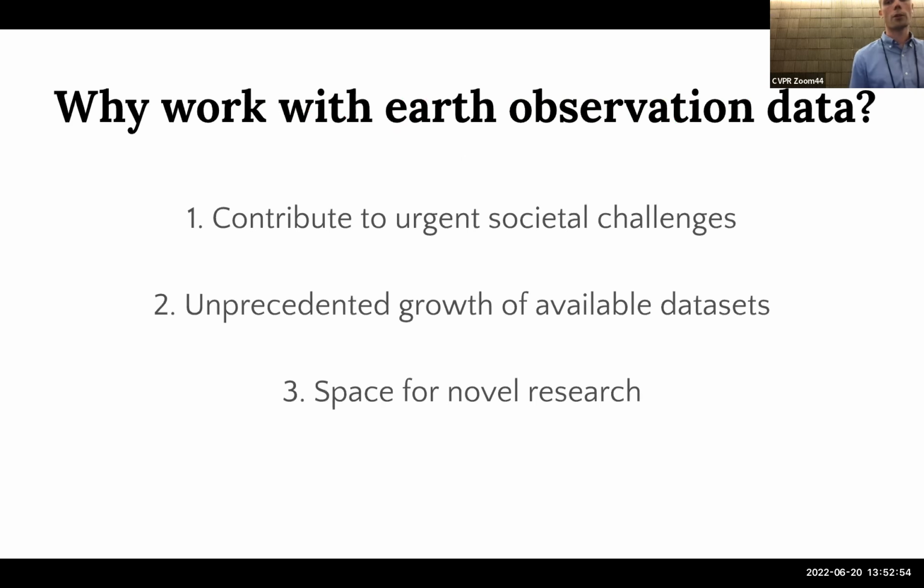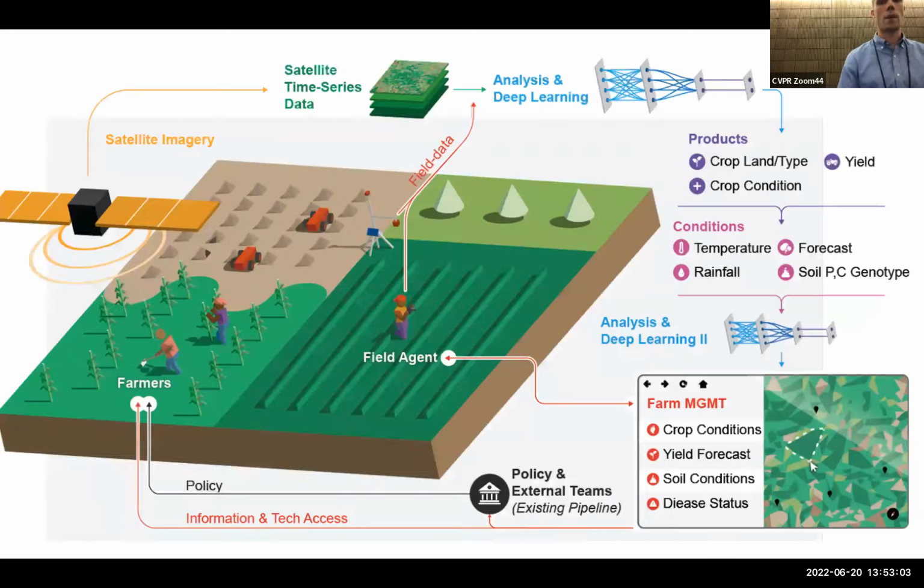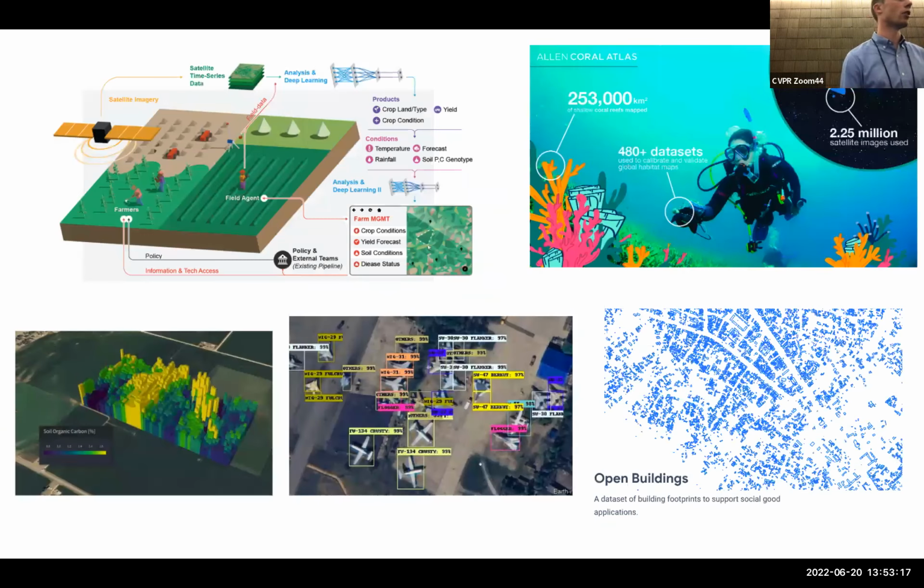So why work with Earth observation data? Kind of 3 key reasons that we boiled it down to. First, ability to contribute to urgent societal challenges. We've talked a lot about food security and this whole kind of process of taking satellite imagery and extracting insights related to what's growing where and what sort of yield you might have. But this is just one of the many potential urgent societal challenges that can be addressed using remote sensing data.